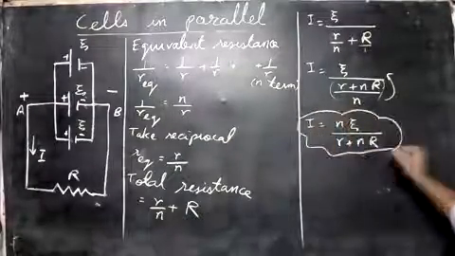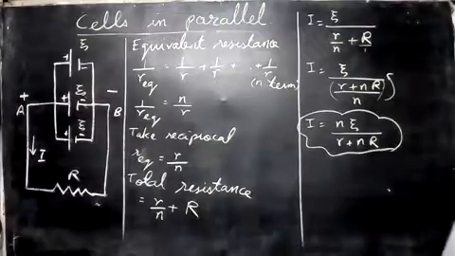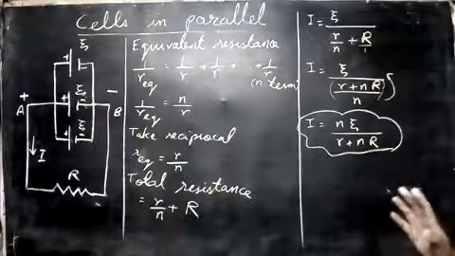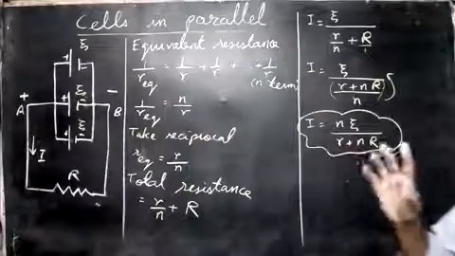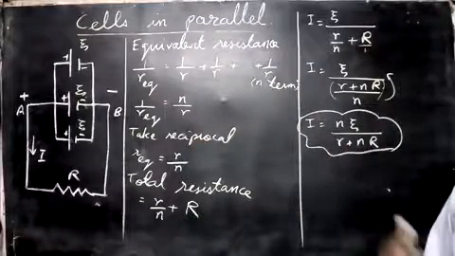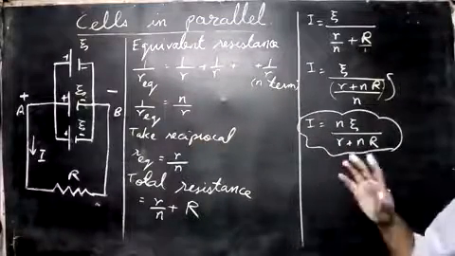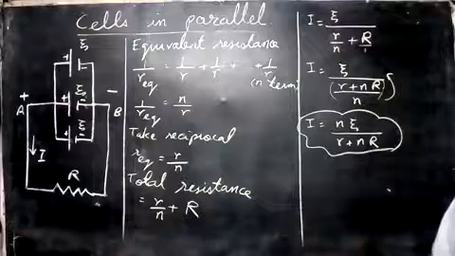So this will give us the current flowing in the circuit. Now our aim is to find, or we'll just take two cases here. The internal resistance is greater than the external resistance, and then the internal resistance is less than the external resistance. Let's go and see.